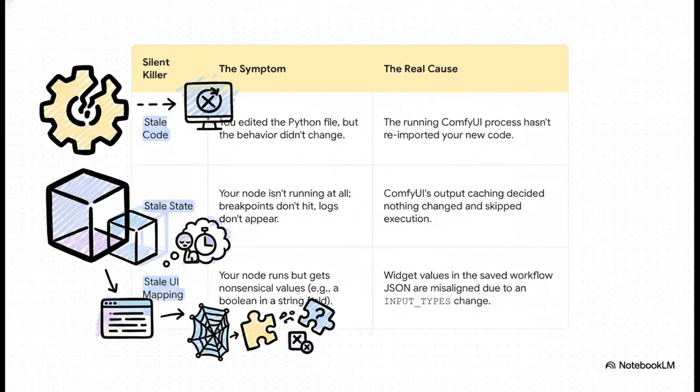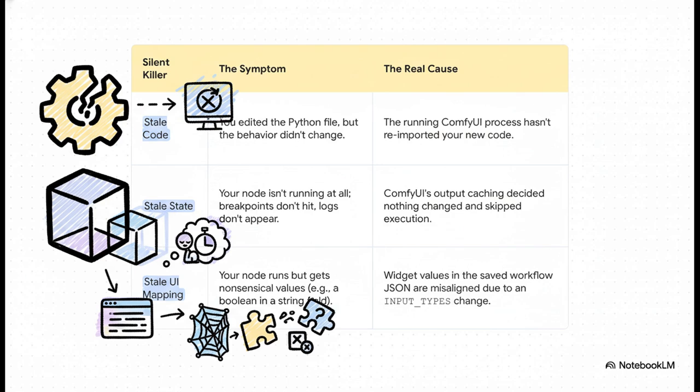Okay, this here is the whole map. Let's break it down real quick. First up, stale code. This is the classic, "I swear I changed this file, but nothing happened." The reason? Comfy UI is literally still running the old version of your code from its memory. Next, stale state. This is when your node just doesn't run at all. No logs, no breakpoints, nothing. That's Comfy UI's caching getting a little too clever and deciding it can just skip your node.